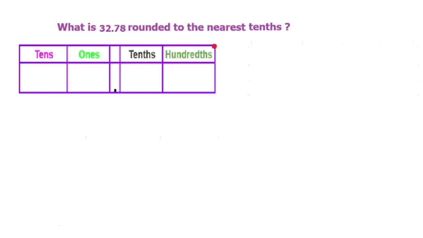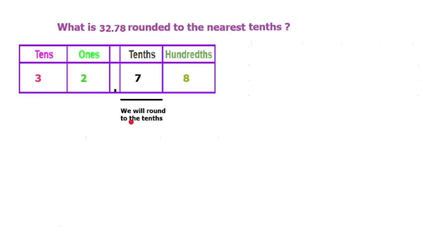So let's use our place value chart, okay? Tens, ones, tenths, and hundredths. So after the decimal point, there's tenths and hundredths. And we have two numbers here after the decimal place. So let's put them in. So 3 is the tens, 2 is the ones, 7 is the tenths, and 8 is the hundredths.